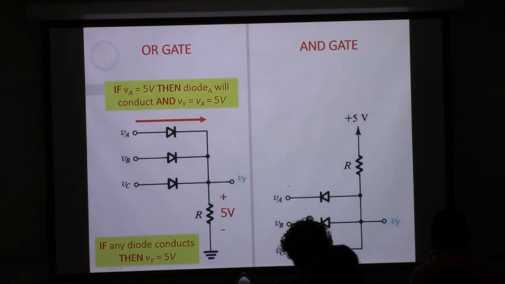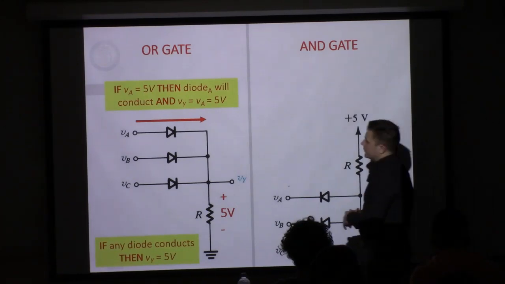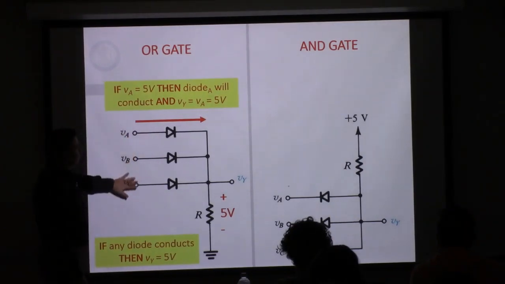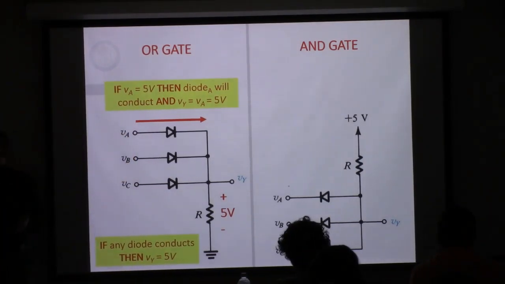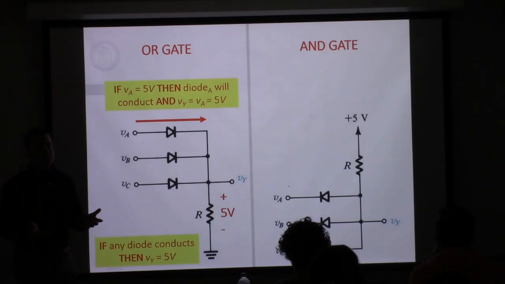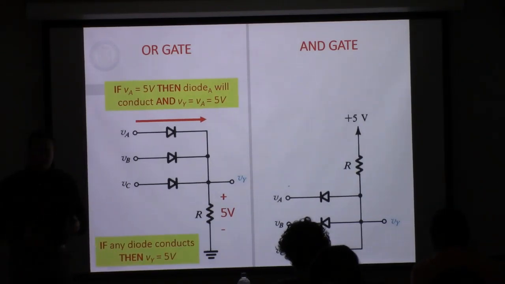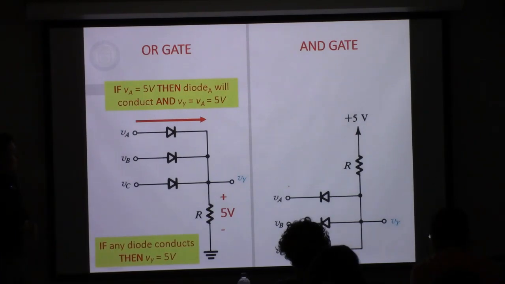So for the OR gate, voltage is applied right here. We're going to assume it's 0 or 5, 5 being a logic yes, high, and 0 being a logic no, or low. And so let's see what happens.